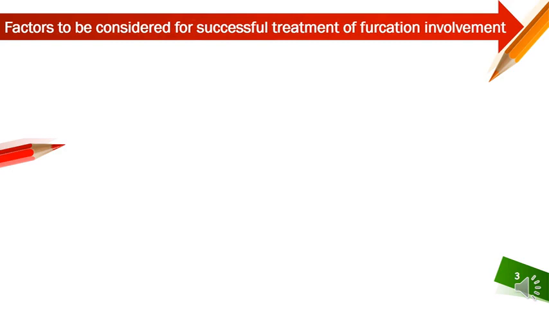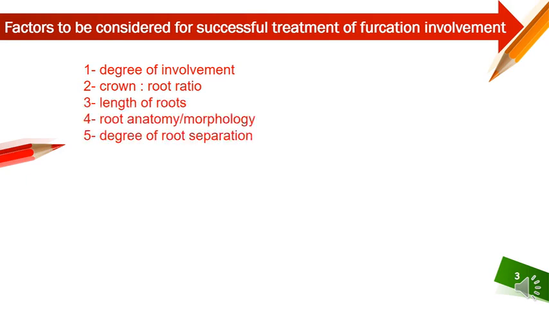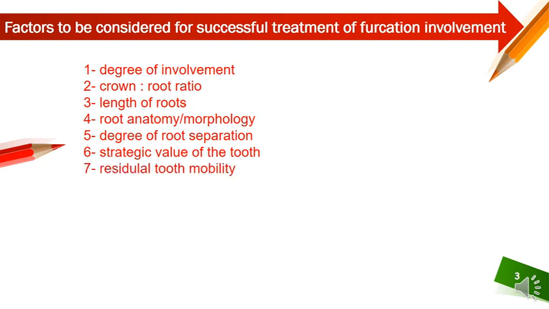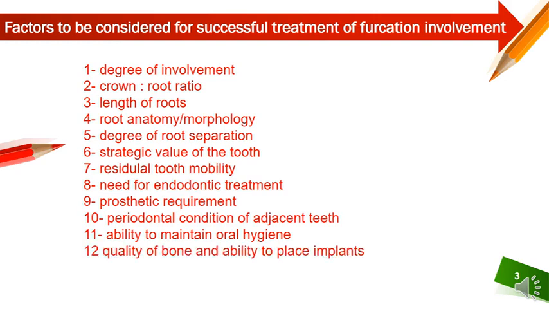We have some factors to be considered for successful treatment of the furcation involvement: the degree of involvement, whether class 1, 2, or 3, crown-root ratio, the length of the root, anatomy and morphology of the root, the degree of their separation, strategic value of the tooth in the dental arch, residual tooth mobility, need for endodontic treatment, prosthetic requirement, periodontal condition of the adjacent teeth, ability to maintain oral hygiene, quality of bone and ability to place implants, functional consideration, long-term prognosis.